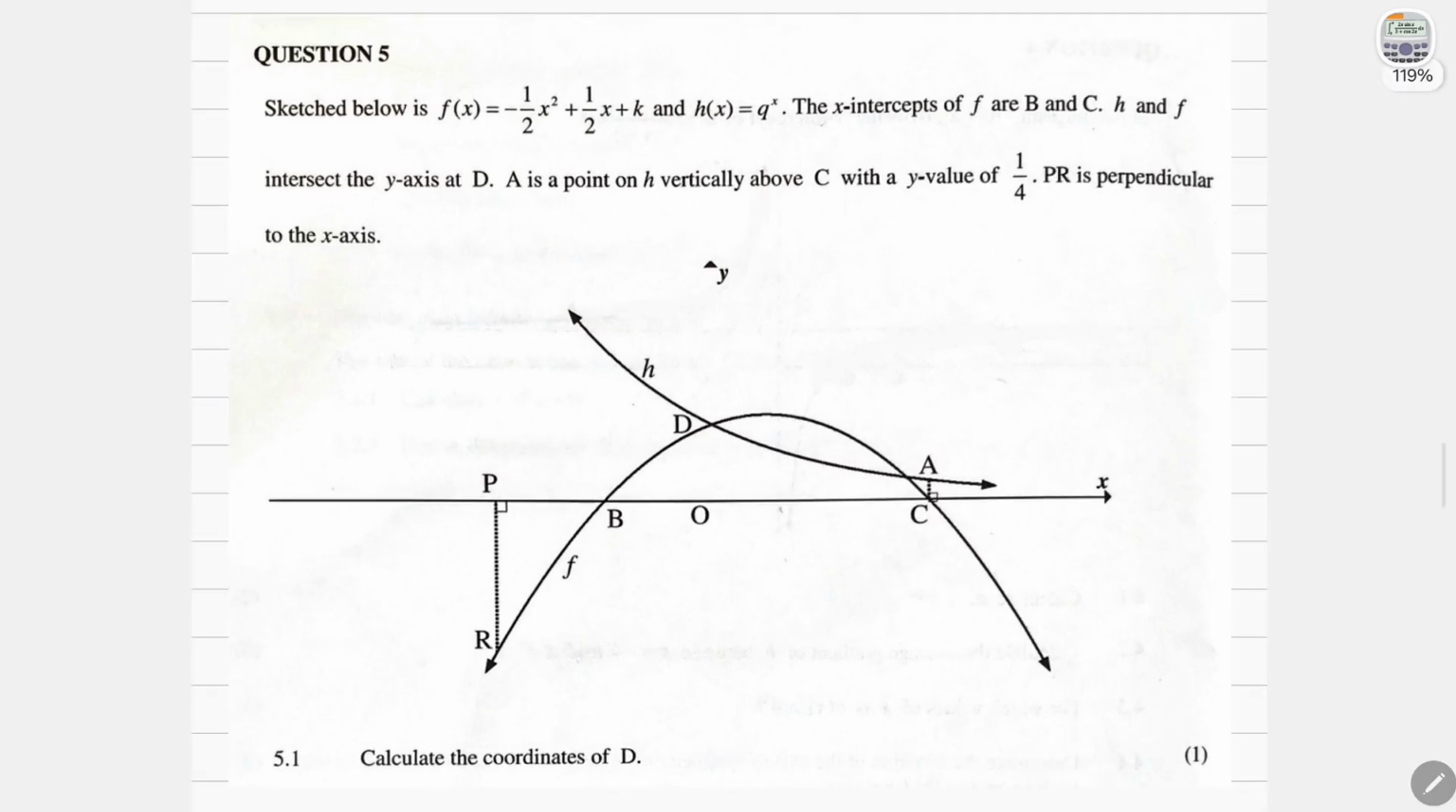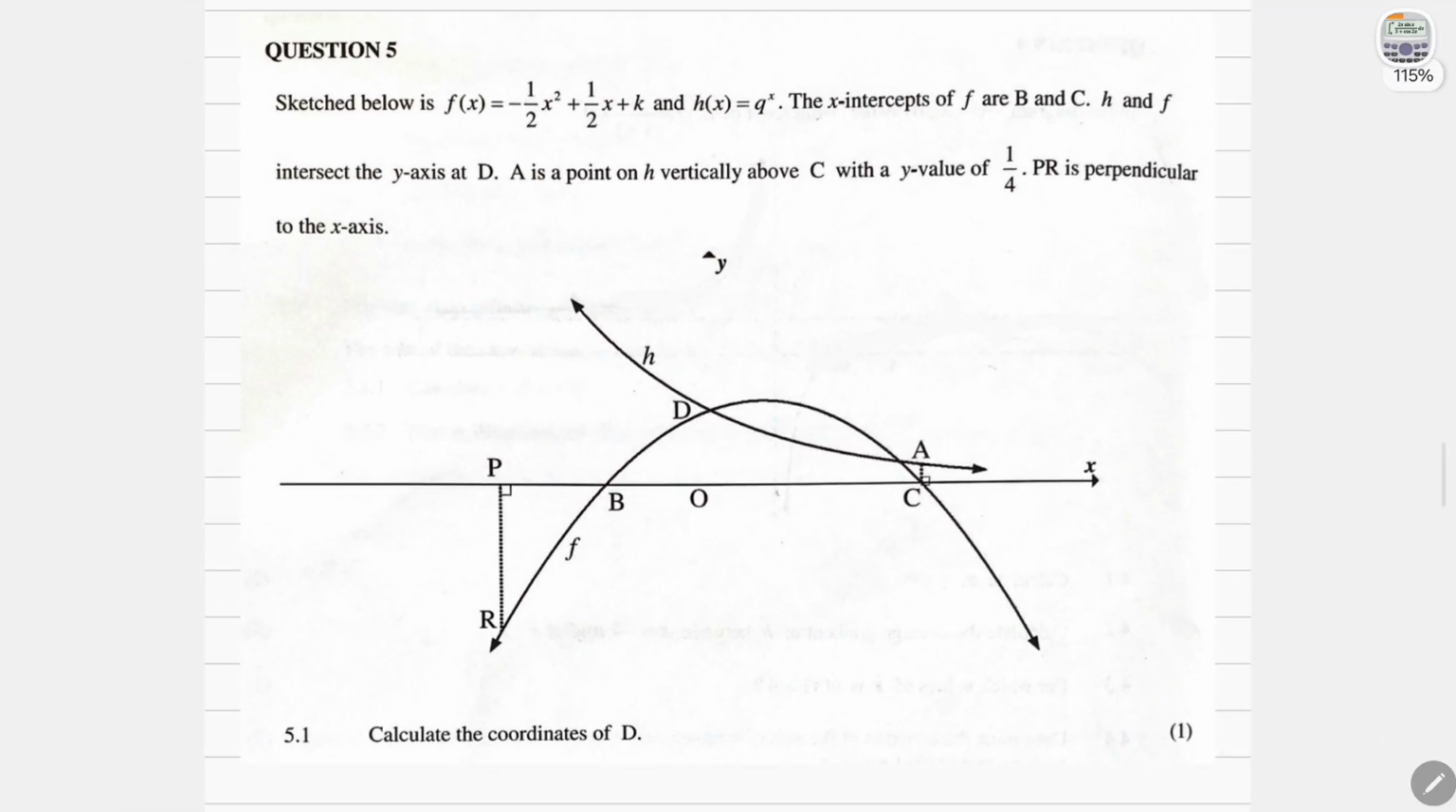Question 5 says, sketched below is f of x, which is equal to negative half x squared plus a half x plus k, and h of x, which we can see is an exponential function, is q to the power of x. The x-intercepts of f are b and c. h and f intersect the y-axis at d. There's a missing y-axis over here, so it just connects like that. So they intersect at D, as we can see there.